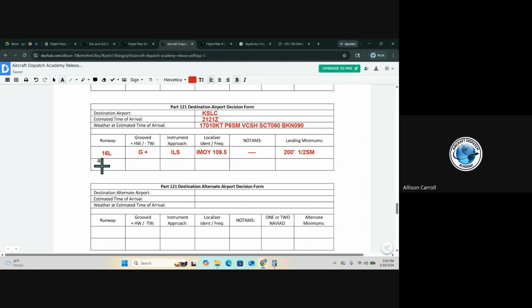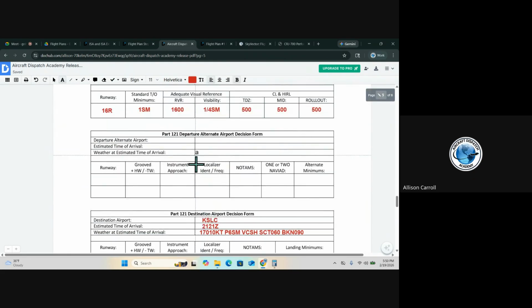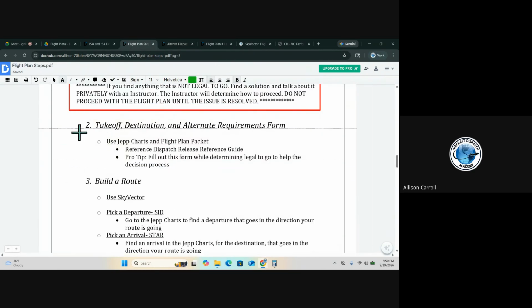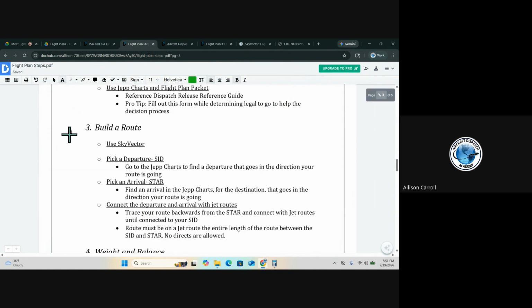So the weather that we are planning on. And then all the information about the runway and the approach for that runway. What approach are we planning on using? We didn't have any alternates, so we got to skip those two parts. But that was this step 2 right here. Okay. Went through that. Again, if you need to, you can reference the dispatch release reference guide. That will show you exactly where you pull all of this different information. And that's in the walkthrough guide folder that we looked at.